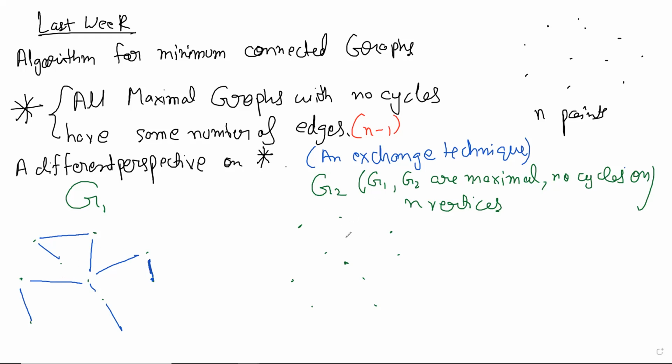On this side, let me not draw all the lines, because if I draw all the lines, then you can see that there will be the same number of lines on both sides, and that's what I want to prove.